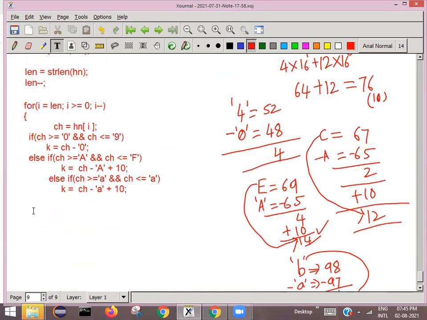Now I got 12 here, so I need to multiply 12 with 16 power 0. Just see here, this is the conversion: k multiplied by multiplier, where multiplier is 16 power 0. This I have to add to the decimal number. So I say decimal number plus equals k times multiplier. Initially you should declare decimal number as 0.